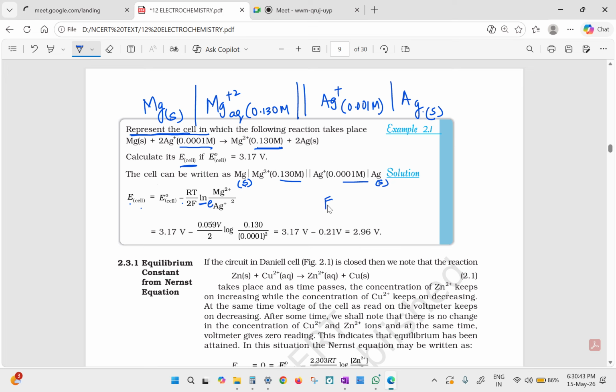What was the Nernst equation? E cell is equal to E naught of cell minus 2.303 RT by nF log Q. Now, when I wrote this expression, I meant the log to the base 10, whereas here the log is to the base e. The conversion factor from log to the base e to log to the base 10 would be 2.303. Any problem with this expression?